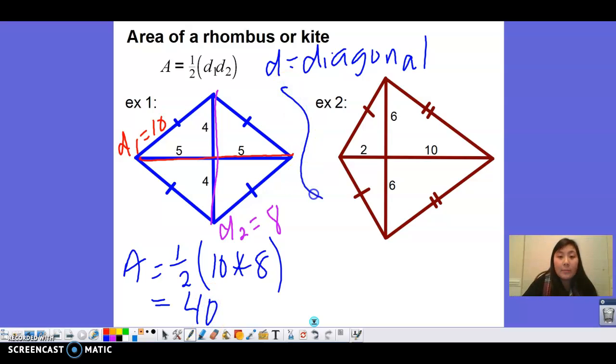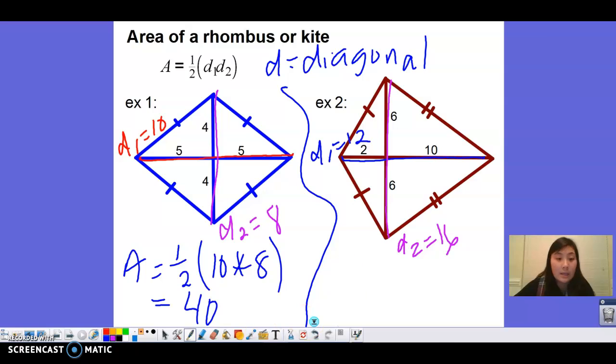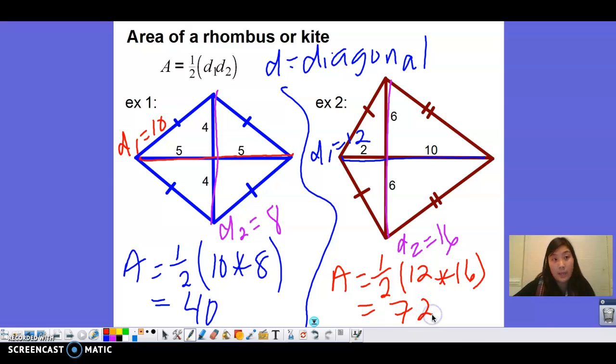All right, so I'm going to do the same thing over here. When I have this diagonal, this is my diagonal 1, that can equal 12. And then my other diagonal, this one right here, this diagonal 2 can equal 16, because that's 6 plus 6. So then if I do my area formula for this, it would be 1/2 times 12 times 16. And that's going to give me 72 as my area for that one. So again, please make sure you're getting these down.